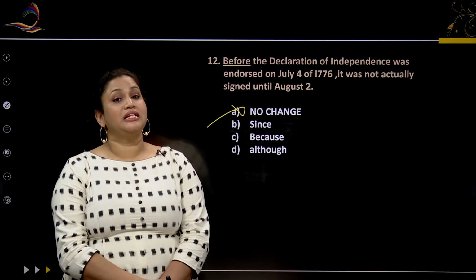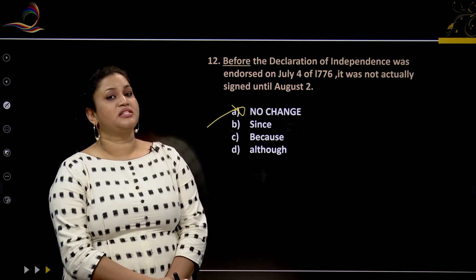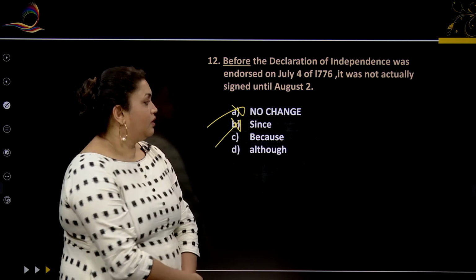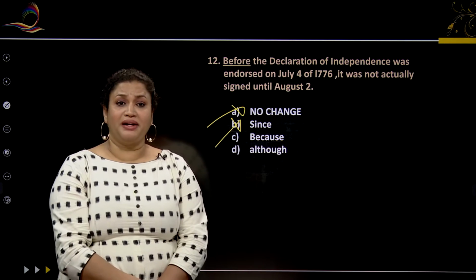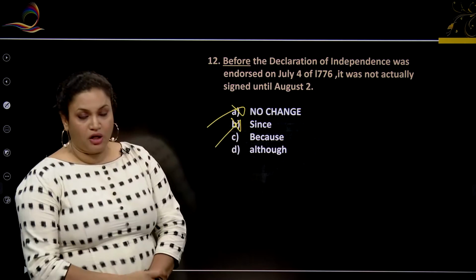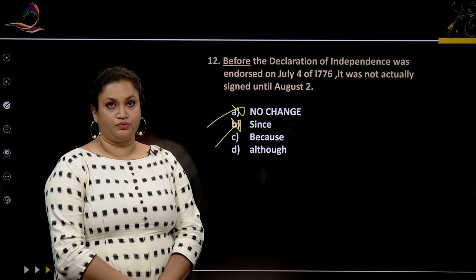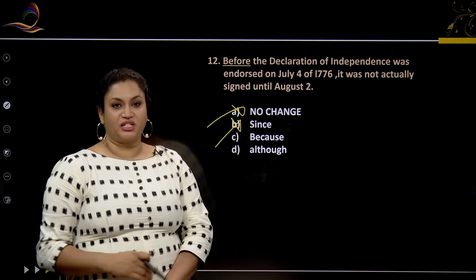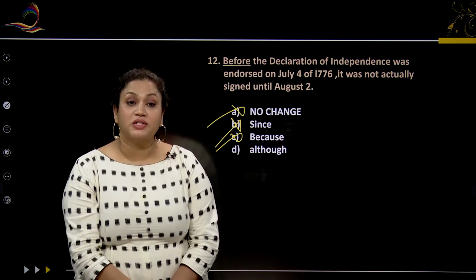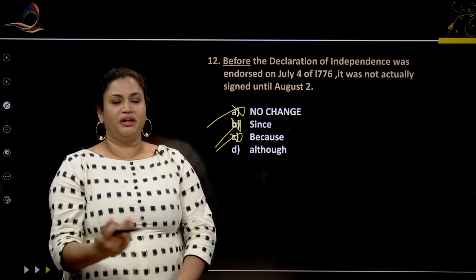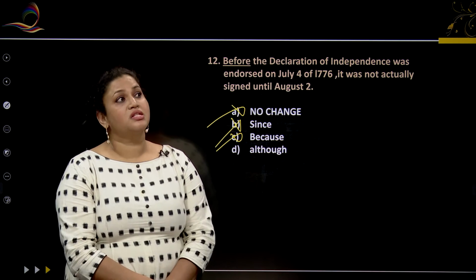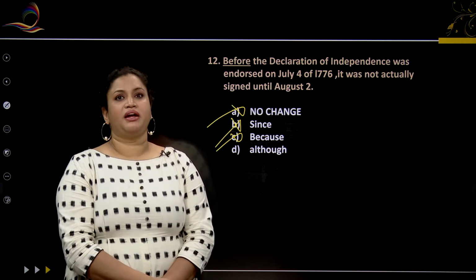The next one is, since the Declaration of Independence was endorsed, it does not go well. Because the Declaration of Independence was endorsed, whenever you are using a because, you should always have a cause, or it should have the effect before. Therefore, this is not the right one. Whenever you talk about since, you should denote some time to it. Since Monday, I did not see her.